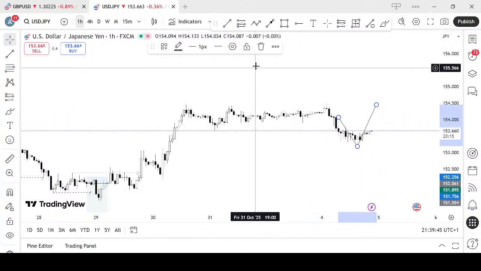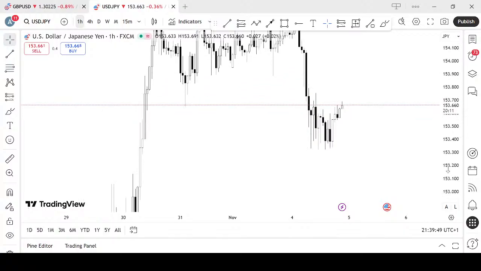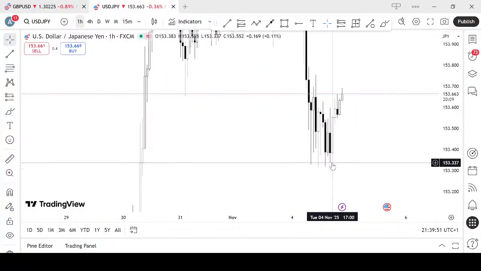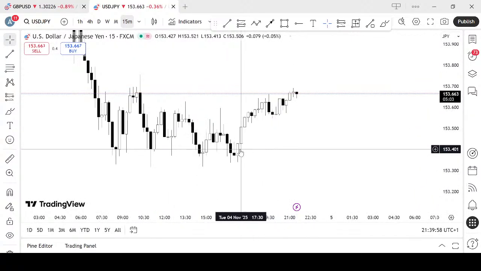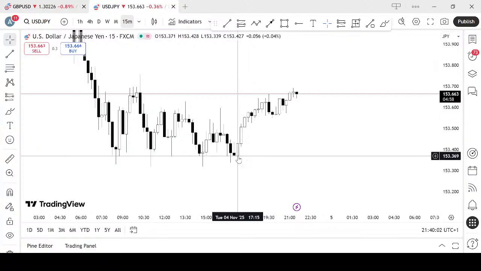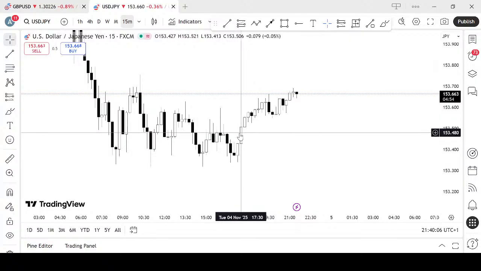Let me just delete it, and you can see this did not take out the low. It's just like an equal low, but obviously on the lower time frame, this is a very good entry. On the lower time frame, you can see it taking out this black candle, the white taking out, and the white is the bullish candle, and that's a very good trade to take.